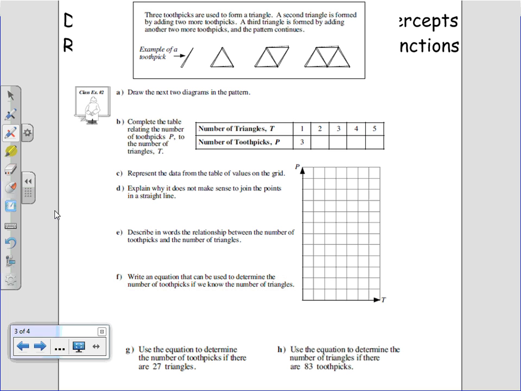What you have, they've taken toothpicks and they're making triangles out of them. Draw the next 2 patterns. Draw it out on your paper. Actually do it.